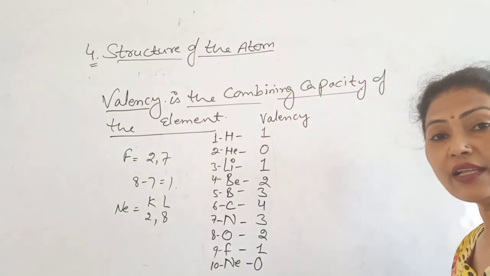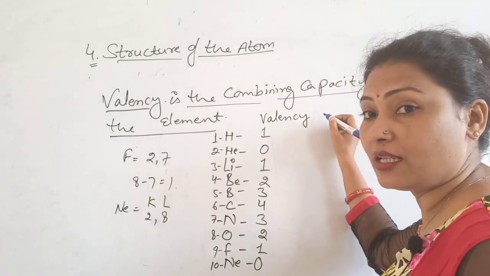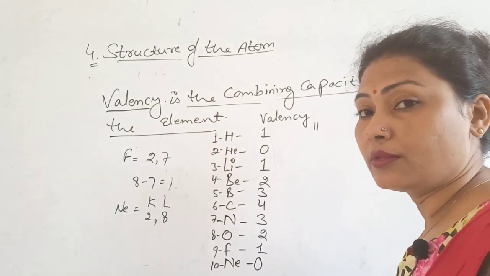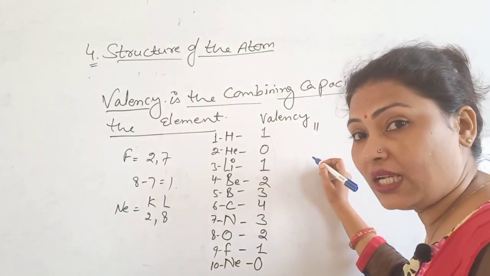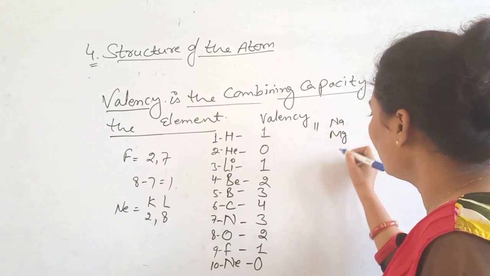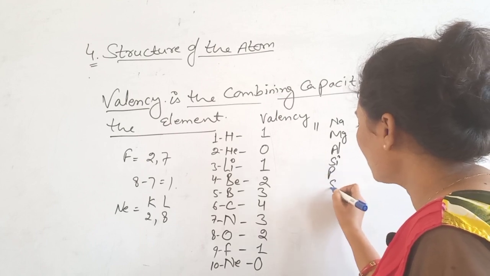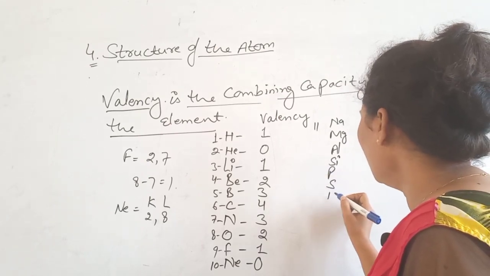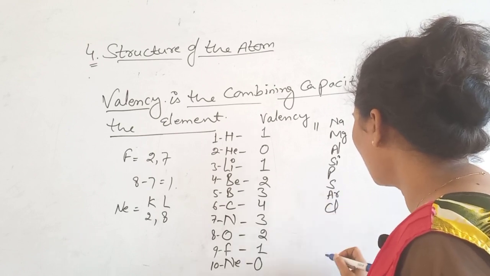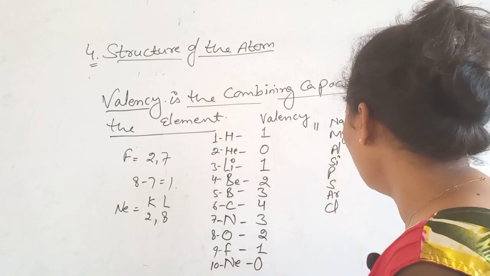Next we can take the 11th element and its valency. The 11th element is sodium. So I have told you how you can learn. Na, Mg, Al, Si, P, S, Cl, Ar, K, Ca: pant, shirt and chappal.